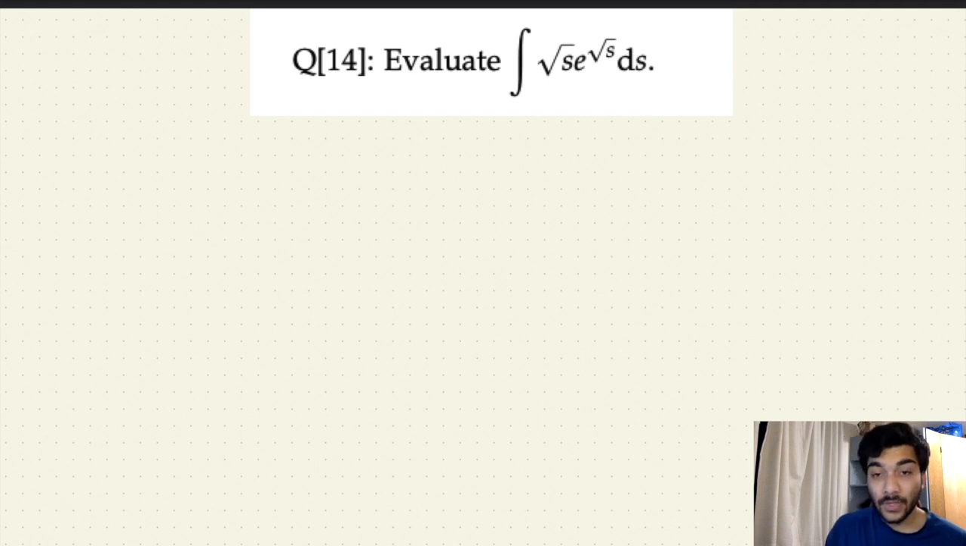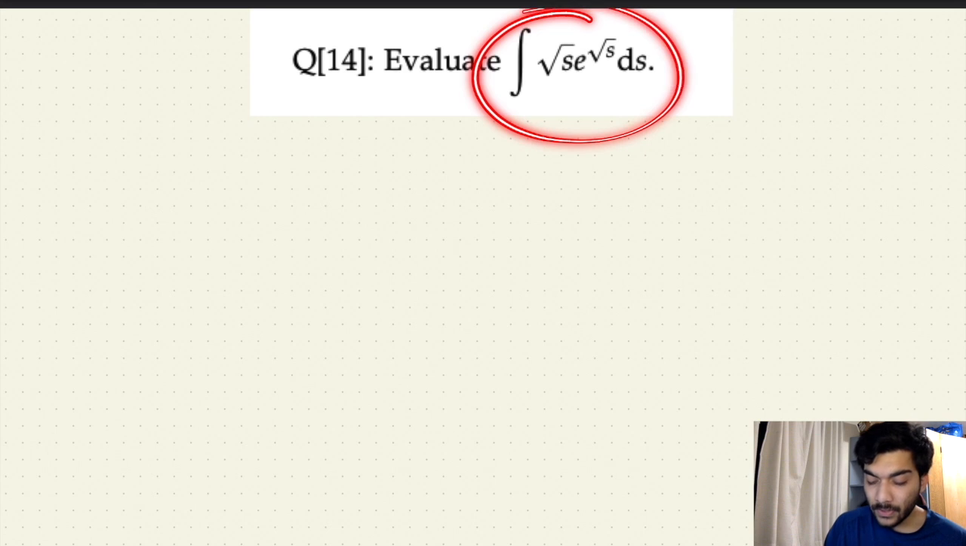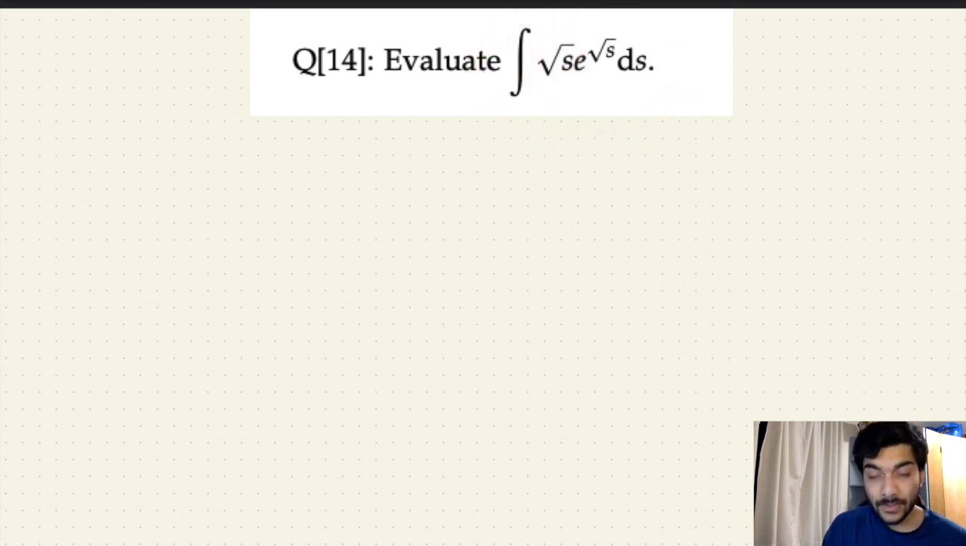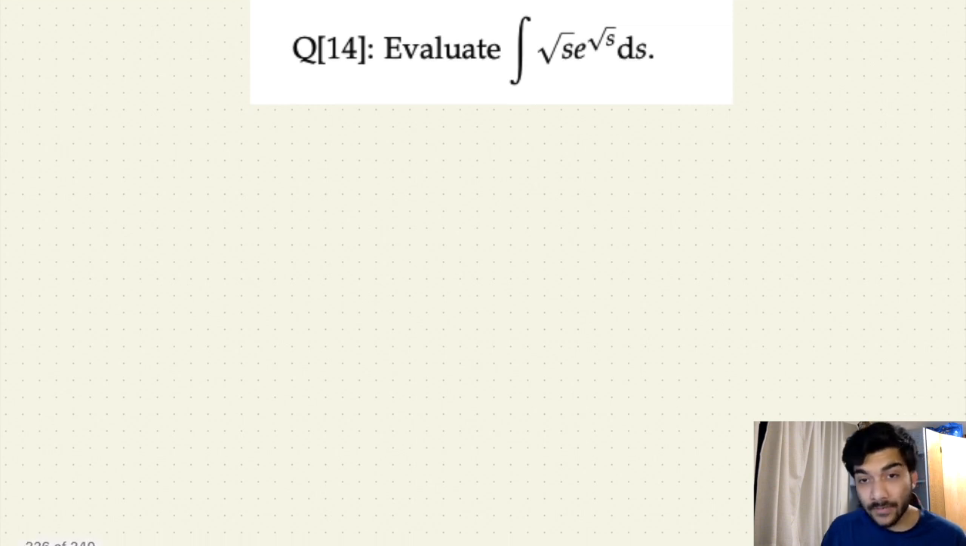So in this question, we'll have to calculate the integral of root s times e to the power root s. So when we look at this question, the first thing that we see is the repetition of root s in this case, right? So that gives us an idea that if we can somehow assume a root s function to be a simpler function, for example x in this case, it will simplify our expression over here, right?